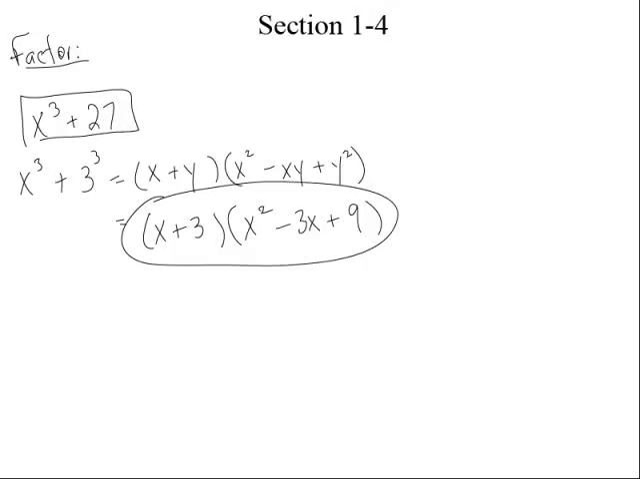Let's do another one. That was an easy one, wasn't it? All right, let's do this one. M cubed minus 64n cubed.